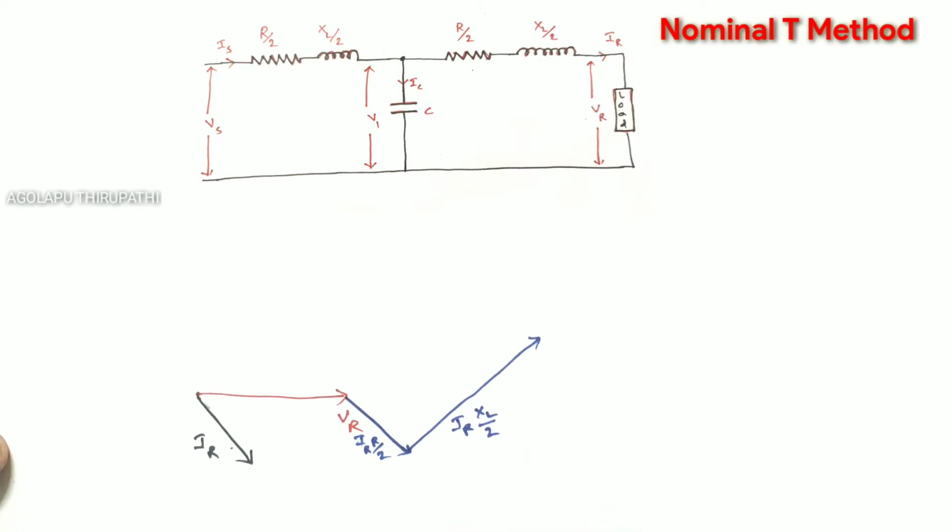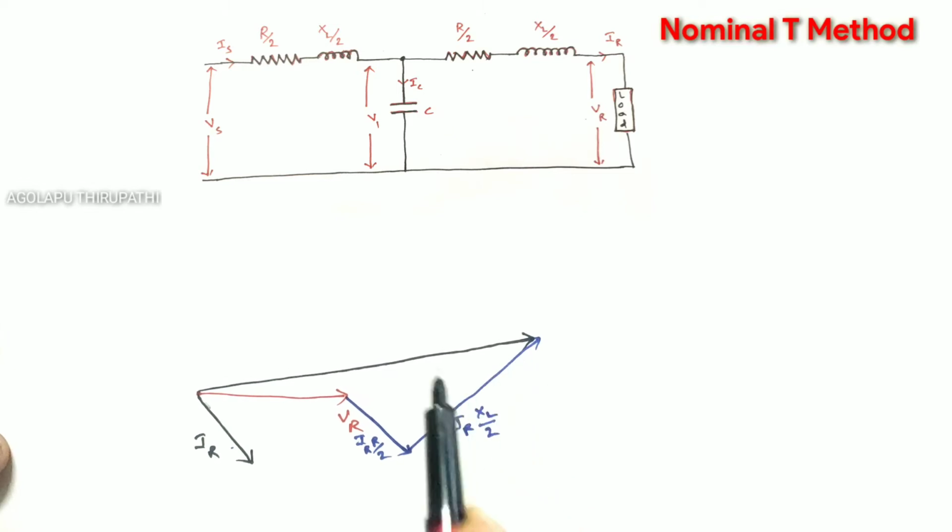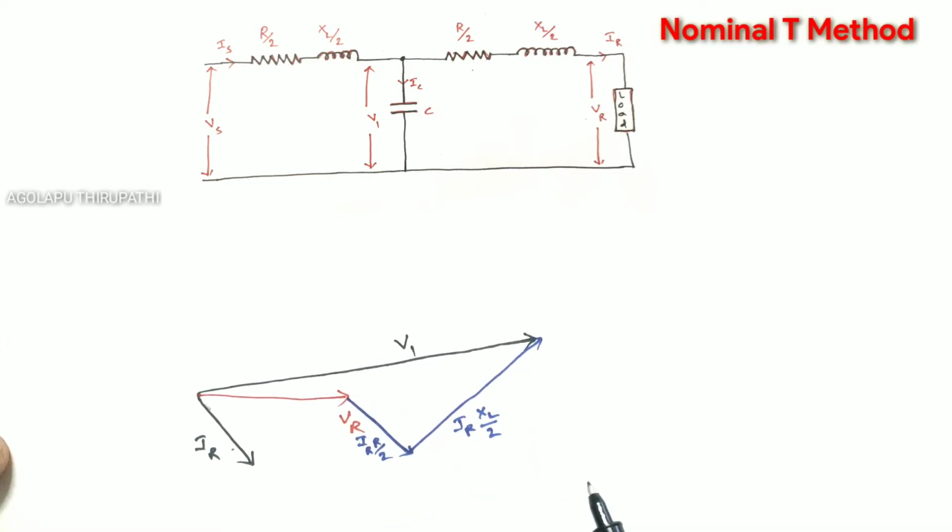If you take the resultant of VR, IR R by 2, and IR XL by 2, that vector will become V1. So therefore this vector is V1. This is the V1 vector.